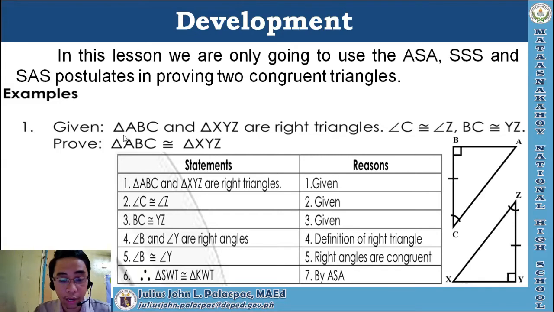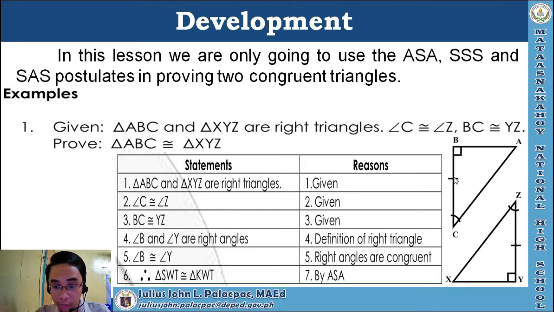So dito may given. Triangle ABC and triangle XYZ are right triangles. Angle C is congruent to angle Z. Side BC is congruent to side YZ. Kapag nagagawa tayo ng statements, may reason. So, si reason, sa una, lalagyan natin ng given. Triangle ABC and triangle XYZ are right triangles. So, siya ay given. Angle C is congruent to angle Z. Given pa rin siya. Line segment BC is congruent to line segment YZ.